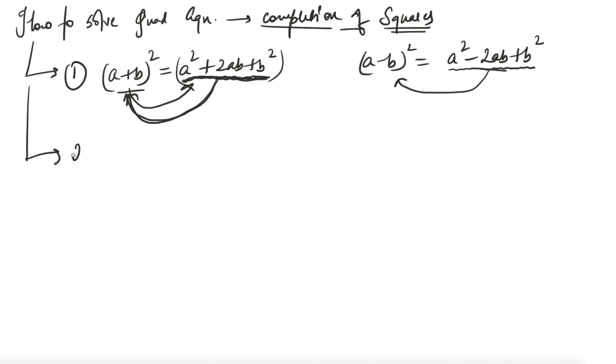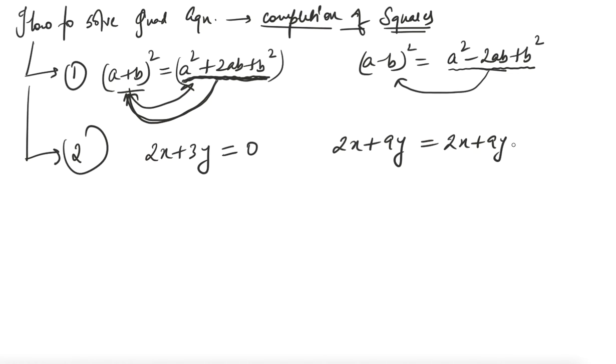Okay, second important thing is, suppose I have an equation, say for example 2x plus 3y equal to 0. I can always add and subtract the same quantity from this. It won't make any difference even if it is not an equation, just an expression. Say 2x plus 9y, I can write this as 2x plus 9y plus 3 minus 3, depending on my requirements. It won't make any difference because plus 3 and minus 3 will cancel each other.